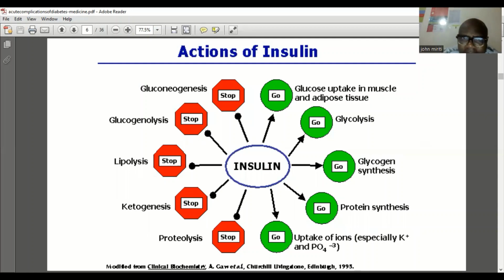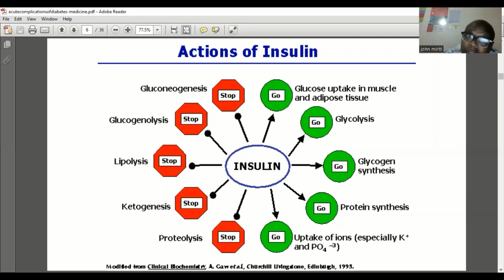Now, let us see in simple terms how insulin works. It works in two ways. It either stops or promotes. What does it promote? Insulin promotes uptake of glucose in the muscles and adipose tissues. It promotes glycolysis, glycogen synthesis, and protein synthesis, and also promotes uptake of ions, especially potassium and phosphate. Now, what does it stop?